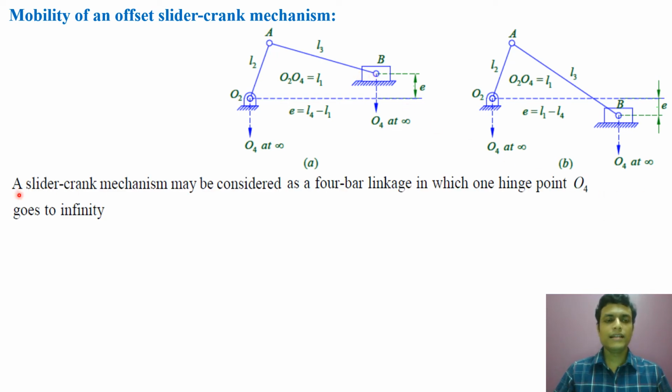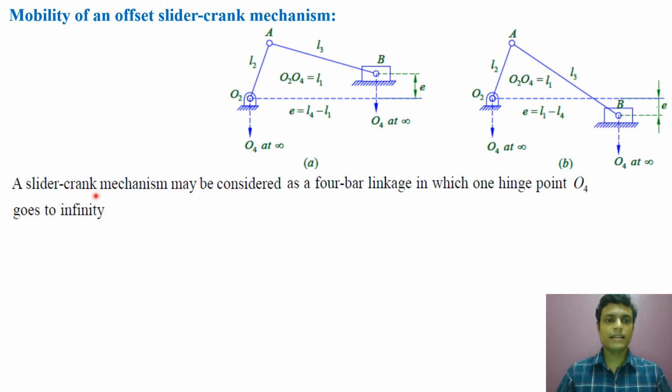A slider crank mechanism may be considered as a 4-bar linkage in which one hinge point O4 goes to infinity, which I have explained already. So if I replace this slider and add a link whose hinge point is at O4, and O4 lies at infinity, then that 4-bar mechanism will produce the same kinematics as this offset slider crank mechanism.